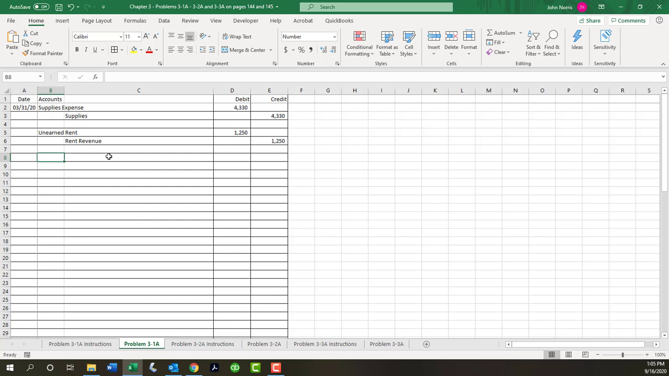Wages accrued but not paid on March 31st are $2,290. So here is an example of an accrued expense. So wages expense, and then wages payable. And it gives us the amount of $2,290.